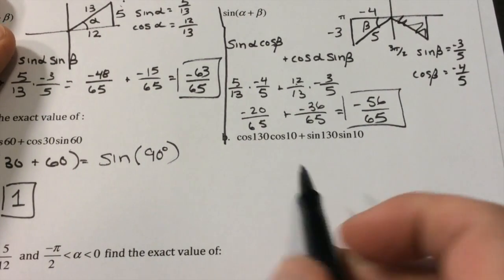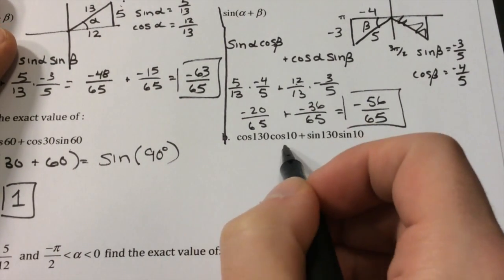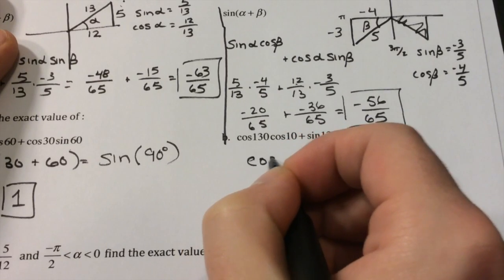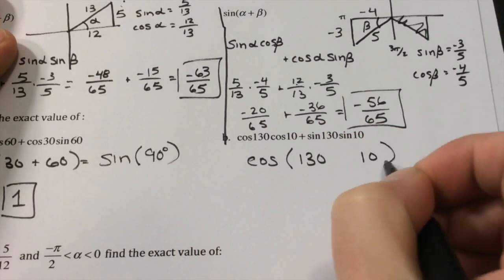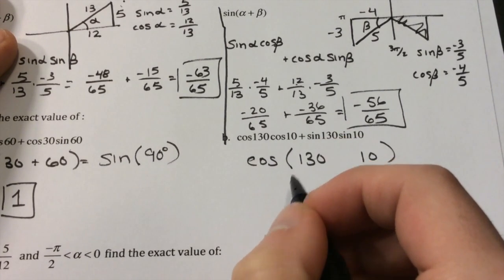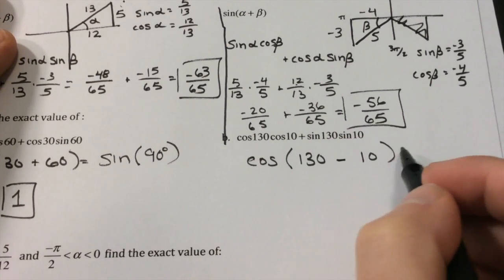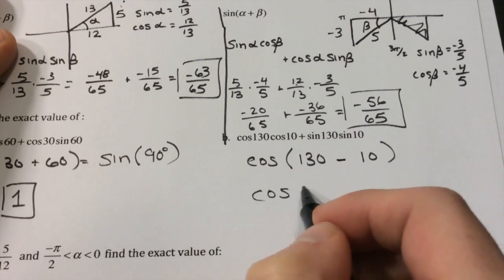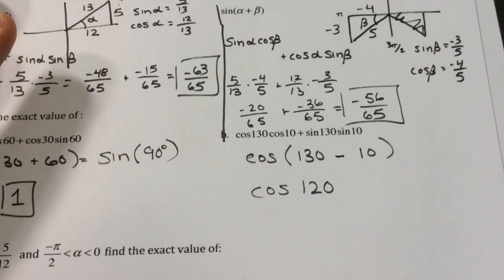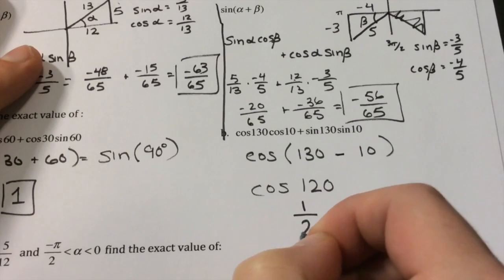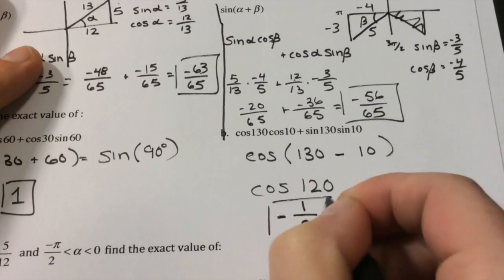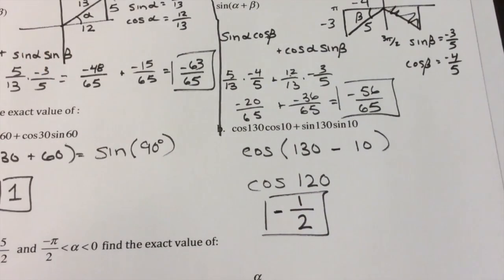So next up, sine. So that's got to be cosine. Cosine of what? Cosine of 130 and 10. Cosine changes, so that sign becomes a minus. So that's the cosine of 120. So we go, what's the cosine of 120? Negative 1/2. Same thing as 2 pi over 3.